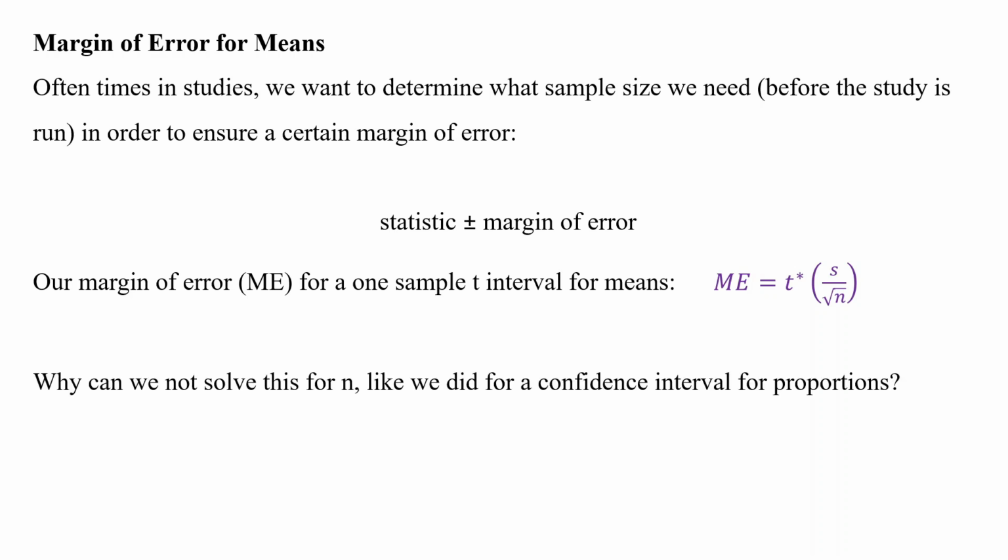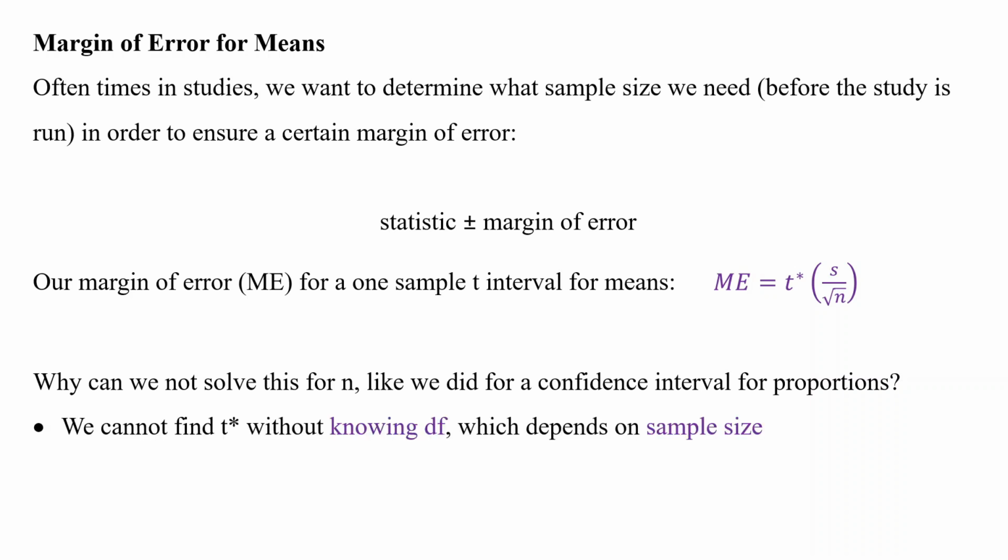We can't solve for n like we have before because there's actually two issues going on with this margin of error, and that's the reason we can't just plug in values and solve for n. The first is, even though t star corresponds to a percent confidence, the confidence level we want for our margin of error, we can't find t star without knowing degrees of freedom. And that largely depends on sample size. Unfortunately, there's not an algebraic way to determine degrees of freedom when we don't know our sample size. So that's our first issue.